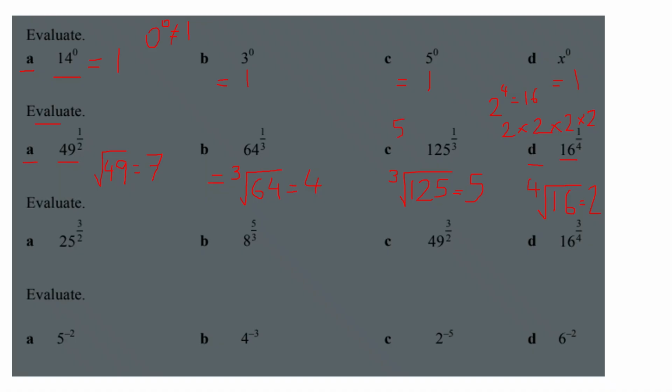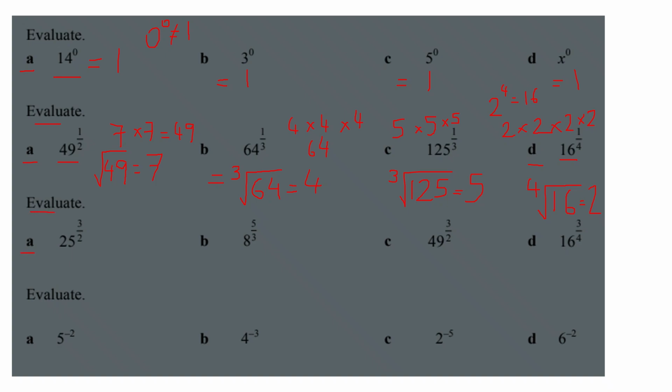And then similarly here, 5 times 5 times 5 gives you 125, and 4 by 4 by 4 is 64. And conversely, 7 times 7 is 49.